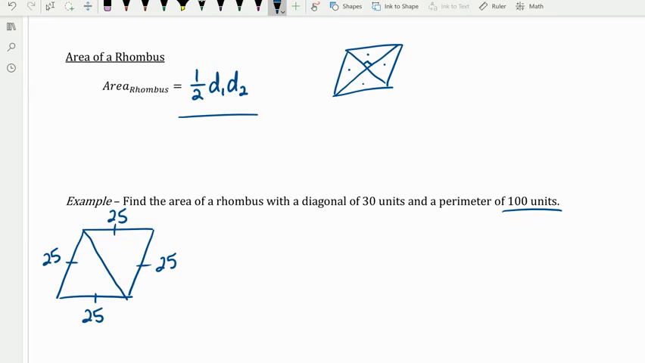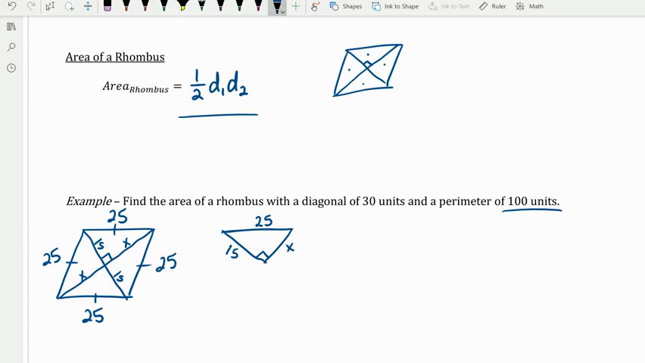If I'm going to use 1/2 diagonal 1 times diagonal 2, I'm also going to look at the other diagonal. In a parallelogram, we know the diagonals bisect each other. So one of these would be 15 and 15. We're looking for the other one, call it x and x. We also know in a rhombus that the diagonals meet at a right angle. So now we've created ourselves a little right triangle here. Draw that in. The hypotenuse is 25. One of the legs is 15.